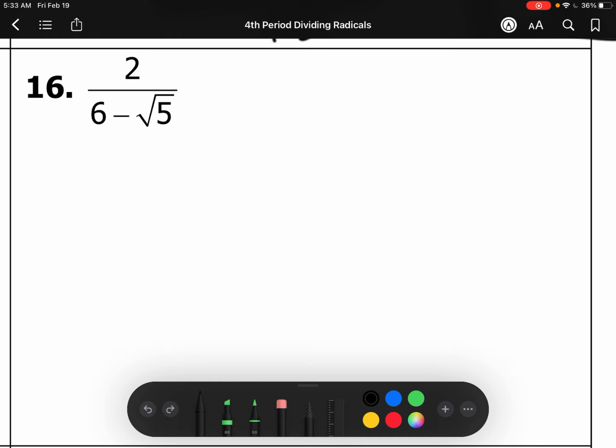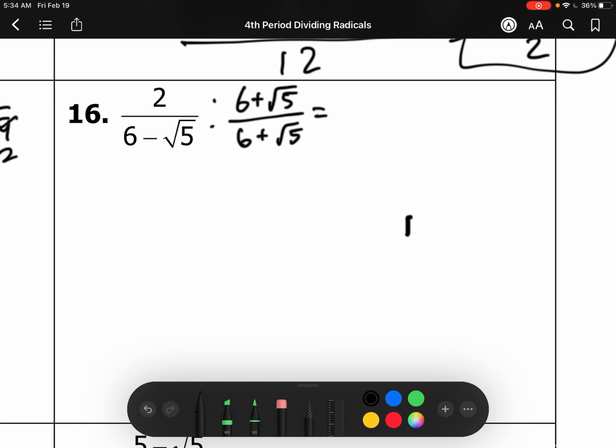So for number 16, we have a binomial denominator with a radical. We need to rationalize our denominator, meaning we can't have a radical in there. So we're going to multiply by the conjugate of 6 minus the square root of 5. And remember, the conjugate just changes the sign. So the conjugate is going to be 6 plus the square root of 5. Right. So let's go ahead and get started here.